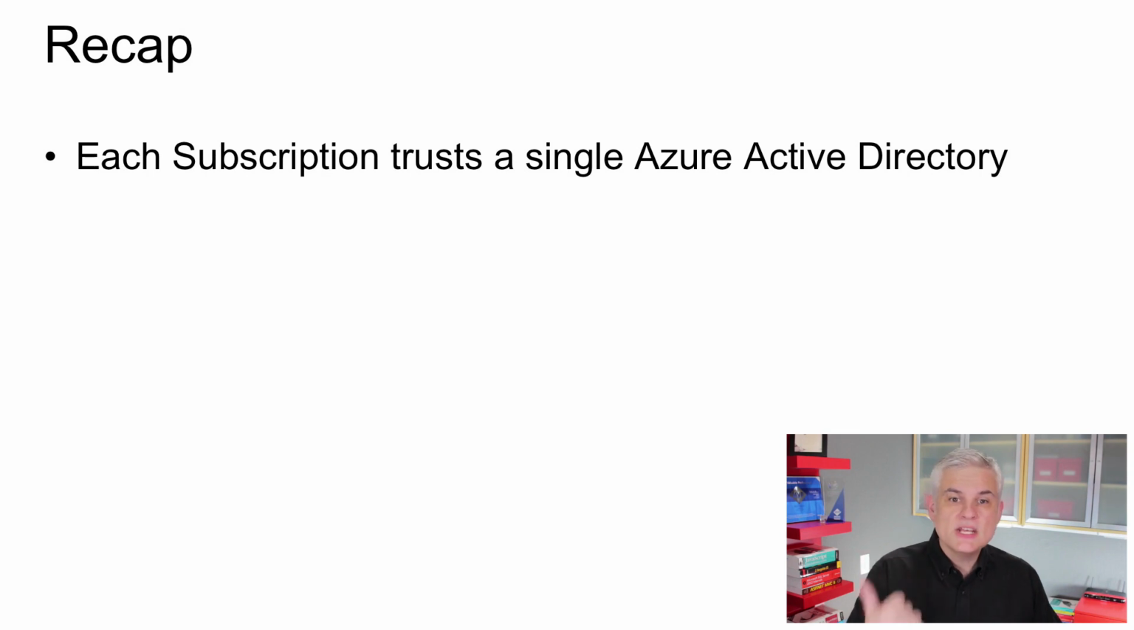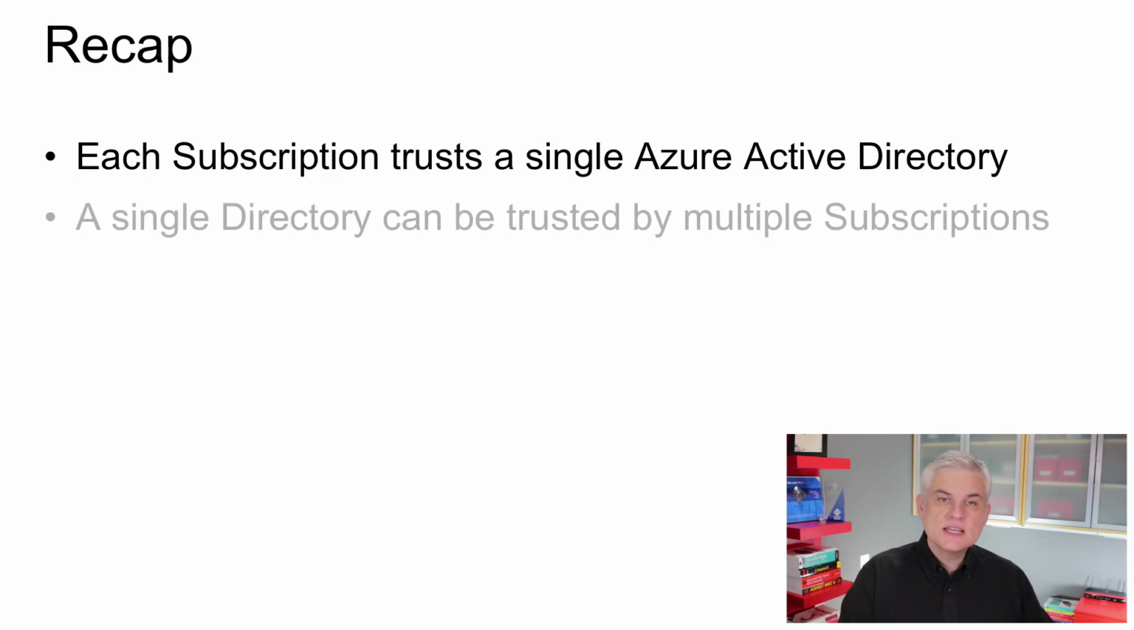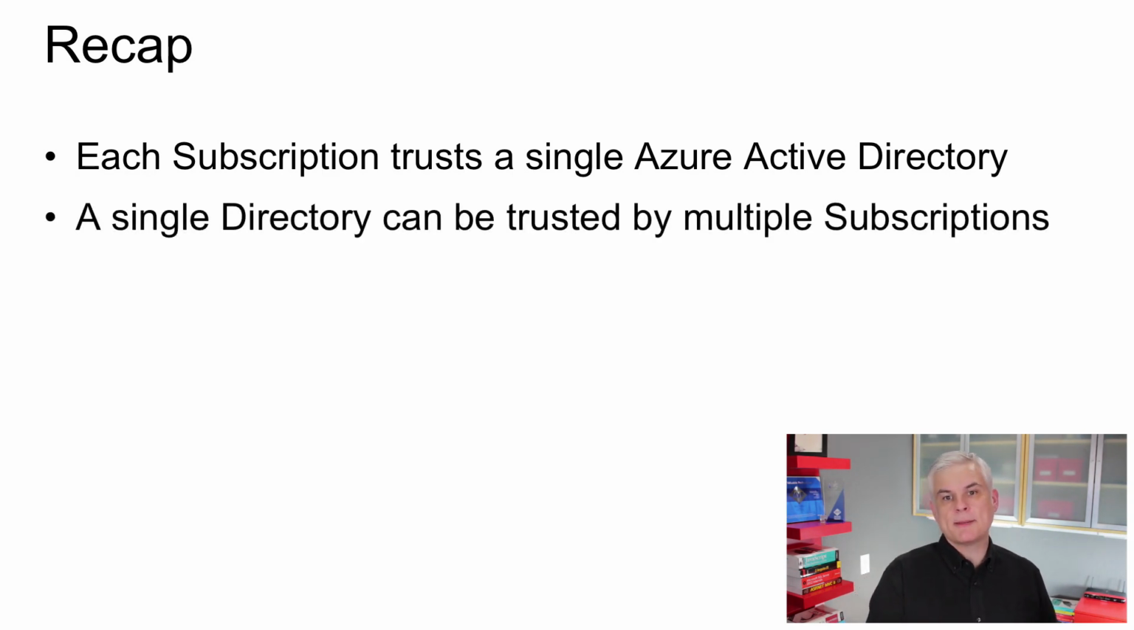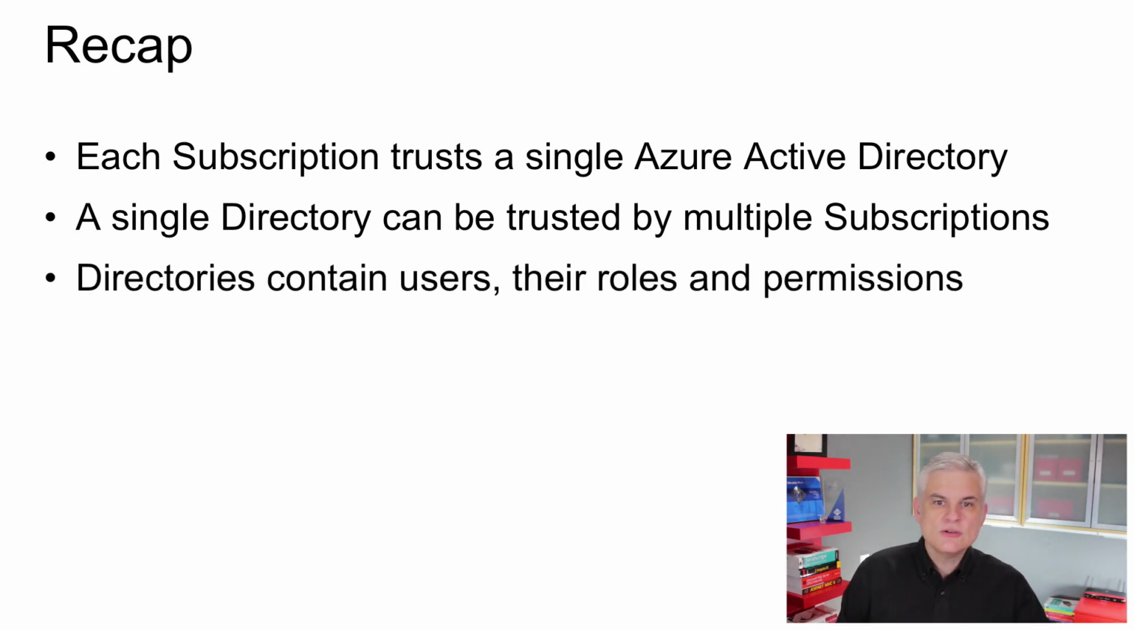So let's recap. We covered several key important ideas in this module. First of all, each subscription will only trust a single directory, an Azure Active Directory, for authentication and authorization to access the subscription services. A single directory could be trusted by potentially multiple subscriptions within the organization. So directories live outside of subscriptions. Deleting a subscription doesn't delete a directory. Directories contain users and maintain their security credentials as well as their roles and permissions as to what they can access and what they can't access.